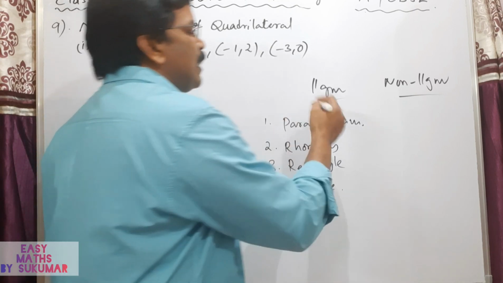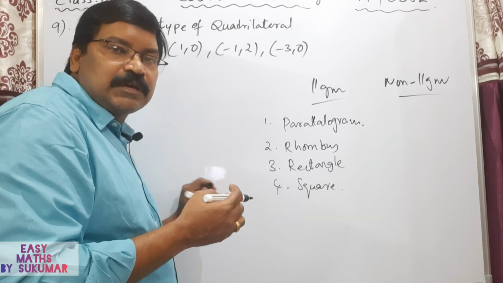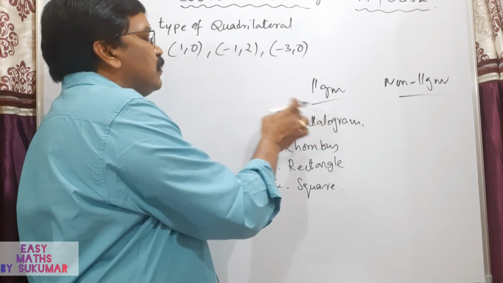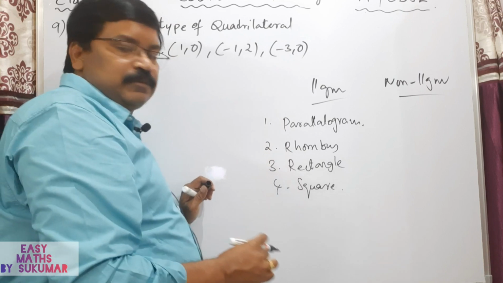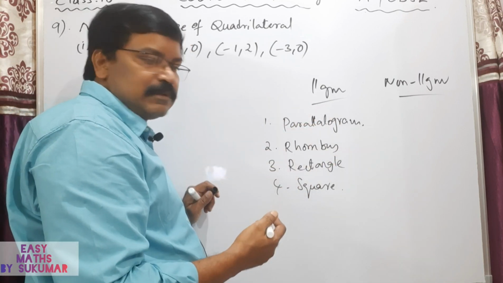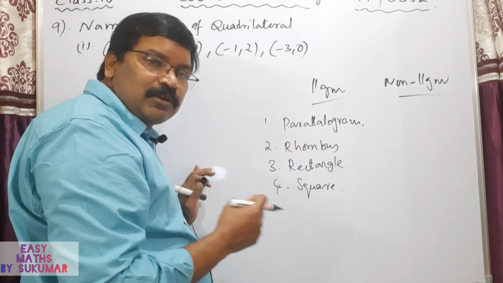Okay. See, parallelogram. Parallelogram means both pairs of opposite sides are parallel. This definition is applicable for all the four types here. These are the family members of the parallelogram.